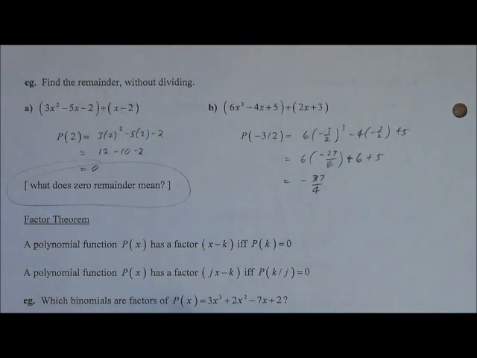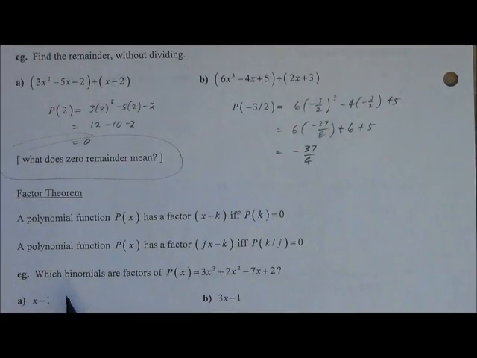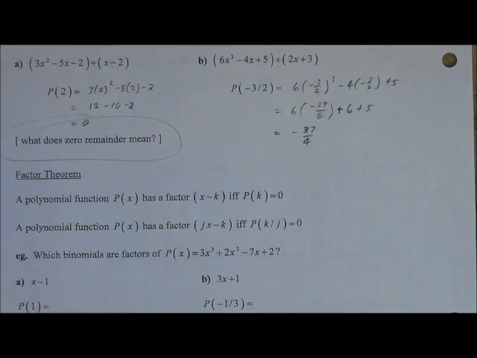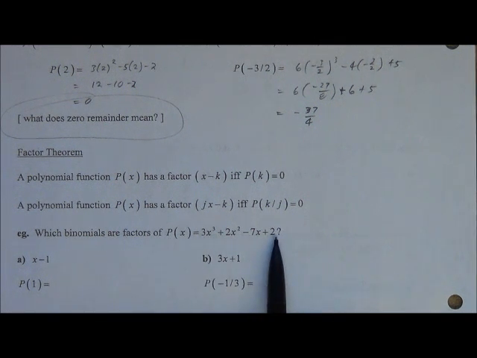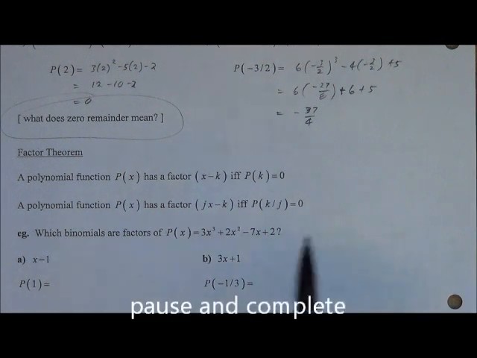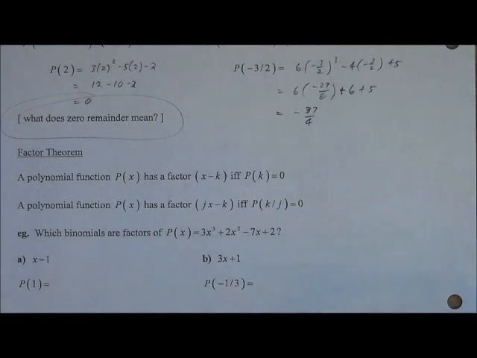Okay, so we want to now take a look at this following example, which is requesting us to see which of these binomials, x minus 1 or 3x plus 1, is a factor of this polynomial. Okay, so substitute in 1 for the polynomial for case A, and negative 1/3 in for part B to see if either of those are factors.